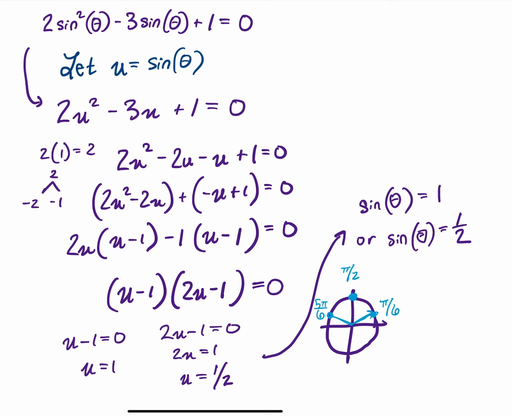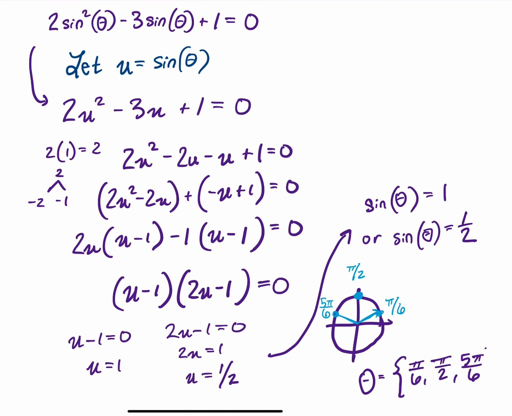So let's create a solution set. Let's say theta equals pi over 6, pi over 2, and 5 pi over 6. So we get three solutions here.